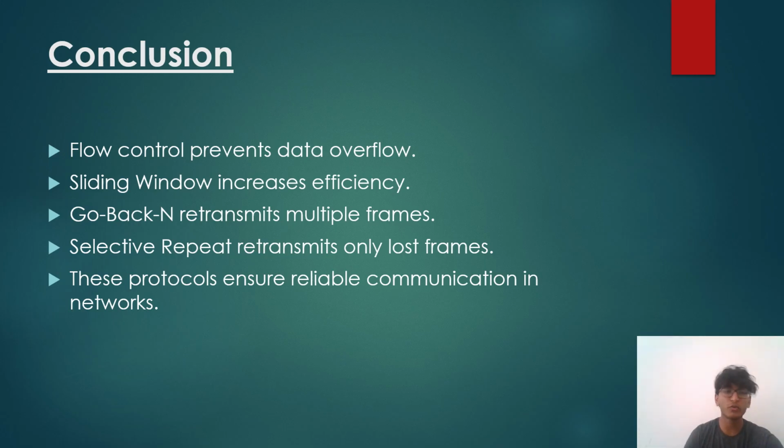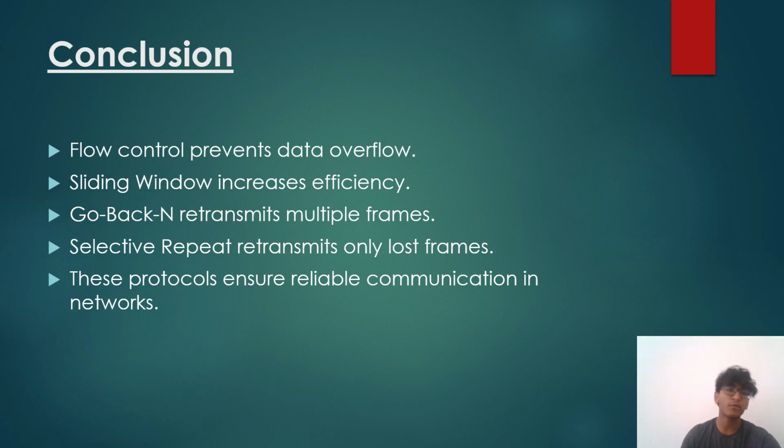Also, there are two windows. First is the sender window, and the other one is the receiver window. In the sliding window protocol, both the sender and receiver maintain a window. The sender window contains frames that the sender is allowed to transmit, and the receiver window contains frames that the receiver is ready to accept. As frames are acknowledged, both windows move forward, allowing more frames to be transmitted.